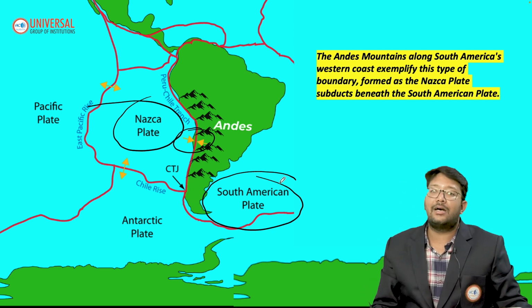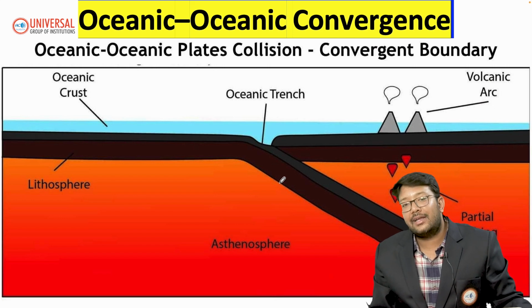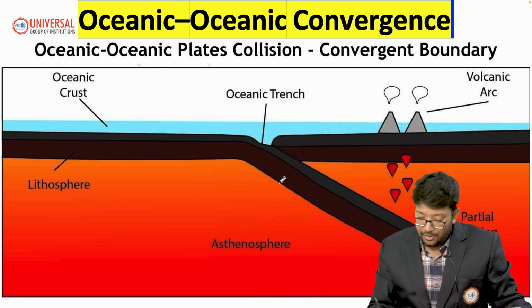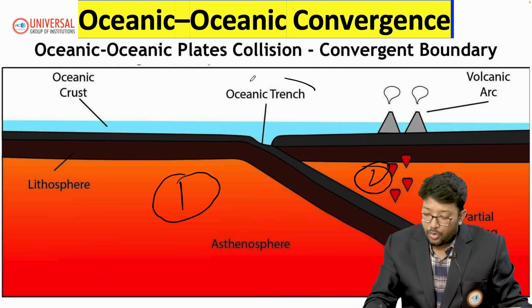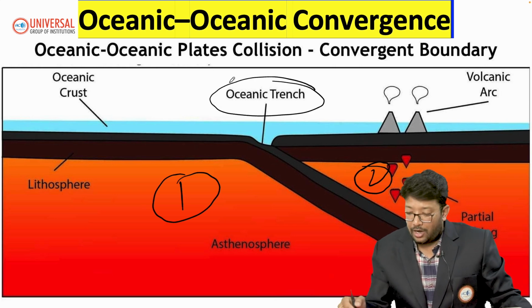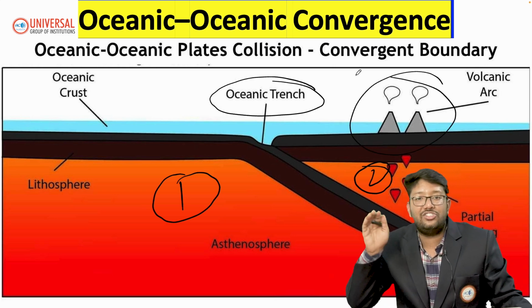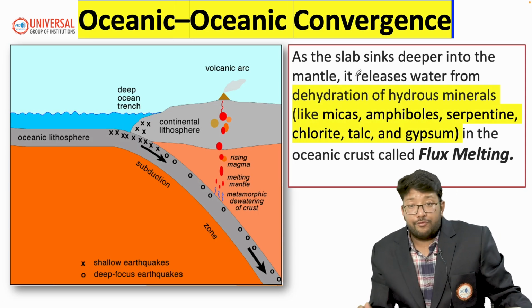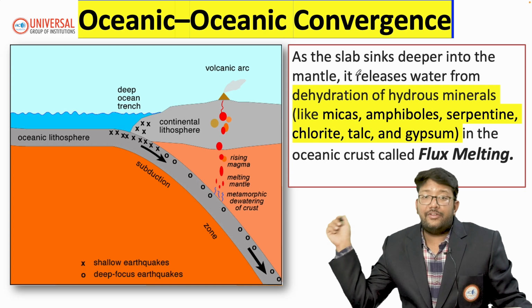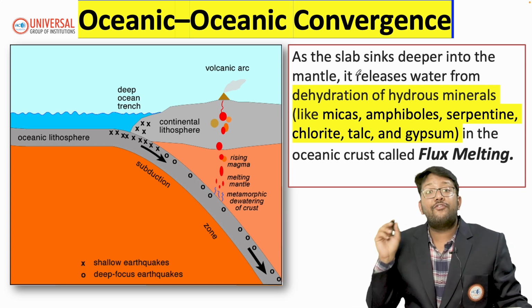Okay, so this is the example you can write in the examination. Second is oceanic convergence, meaning when two oceanic plates are colliding with each other, what will happen? Oceanic trenches will be formed along with the volcanic arcs, meaning a chain of volcanoes. And one important concept in geography regarding oceanic convergence is flux melting.